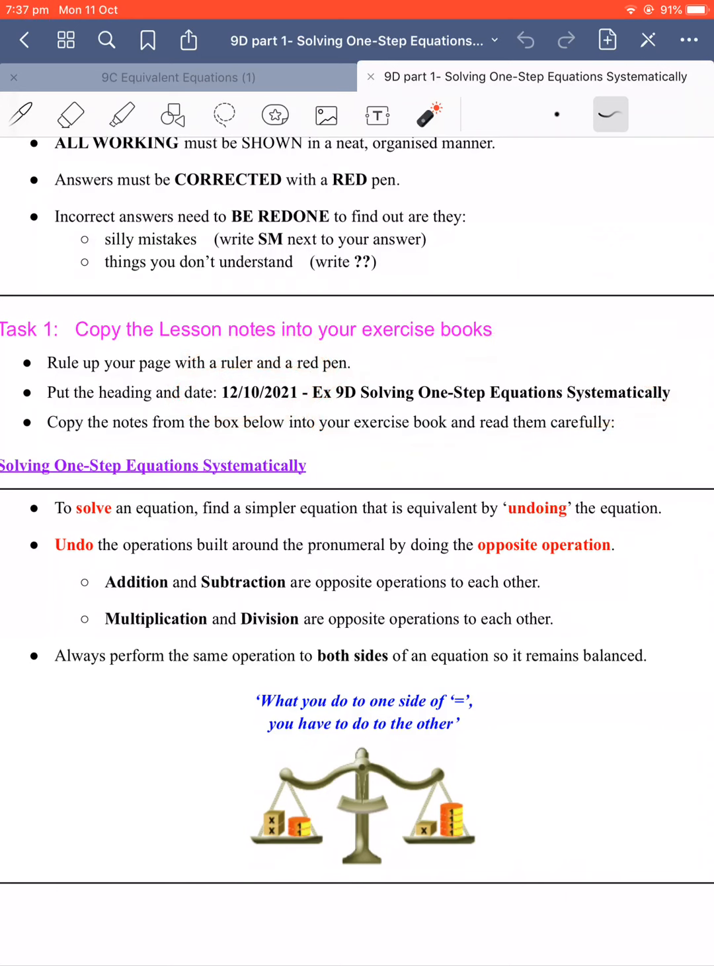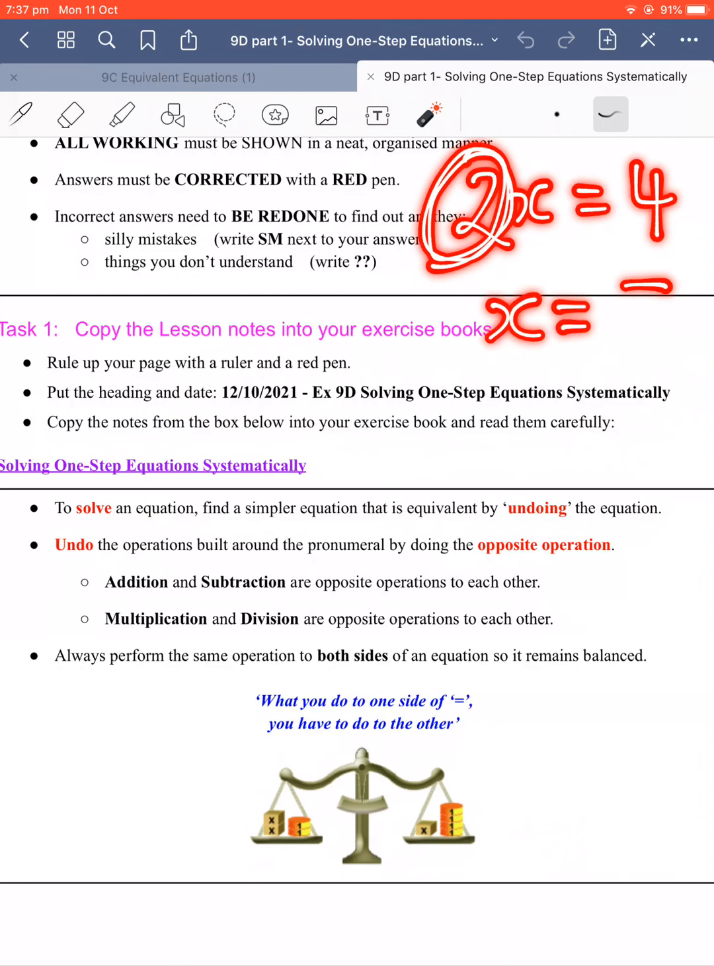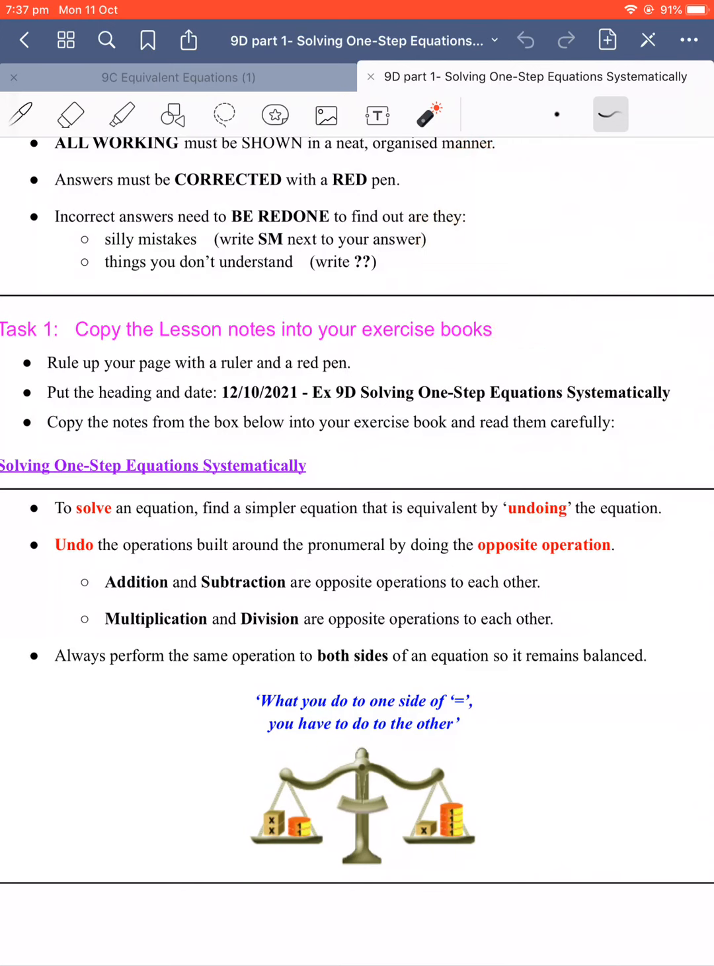So for part one, to solve an equation, we find a simpler equation that is equivalent by undoing the equation. So if I had something like 2x equals 4, I need to undo this 2 so I can end up with an equation that looks like x equals some number. So the way that I can do that is by undoing operations that are built around that particular equation.